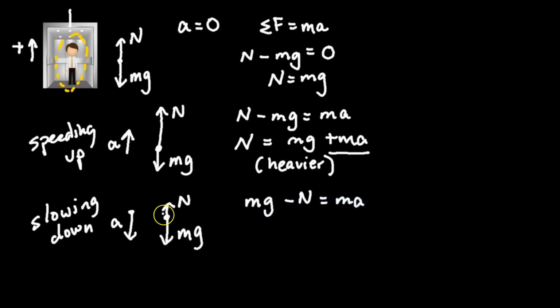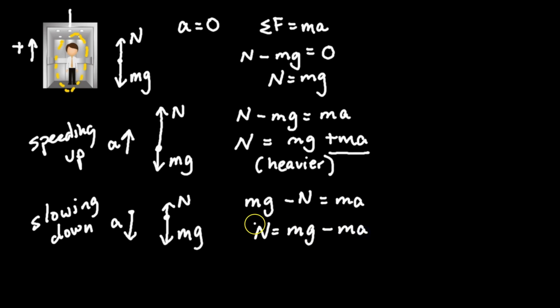Notice here, I'm making down positive. You could define up positive as long as you're consistent, but I'm going to make down positive. I'm solving for n. I'm going to add n on both sides, subtract ma on both sides, and that gives me n is equal to mg minus ma.